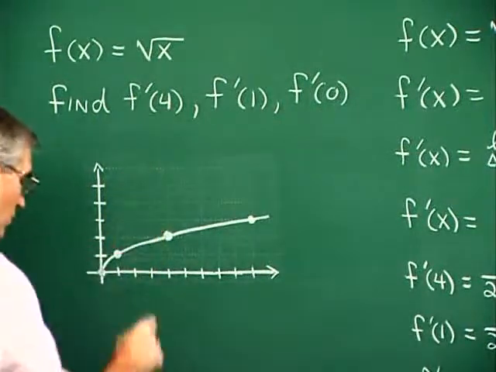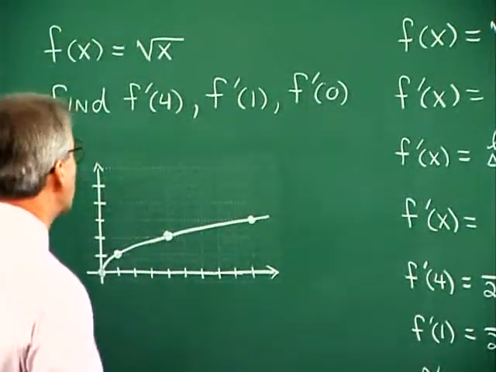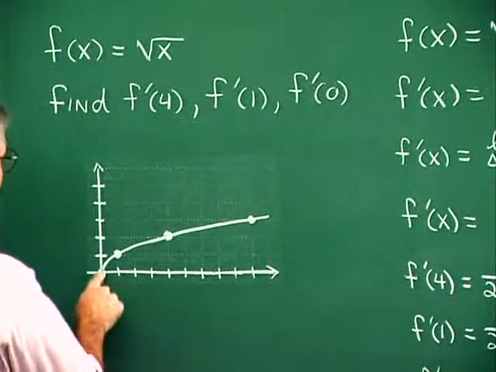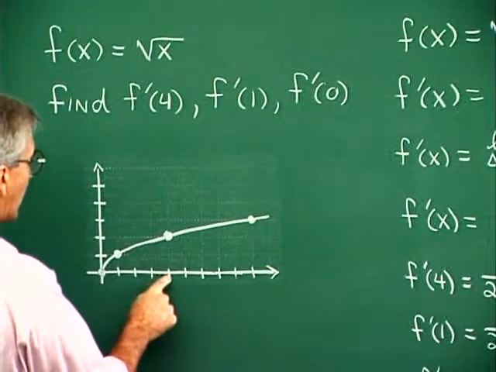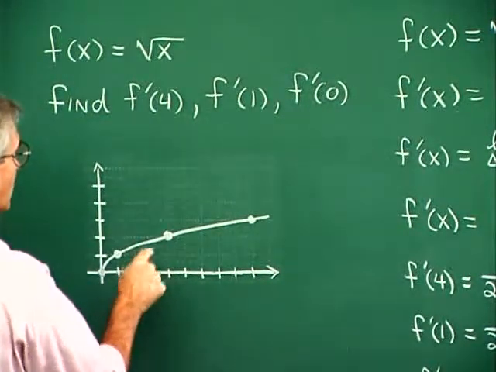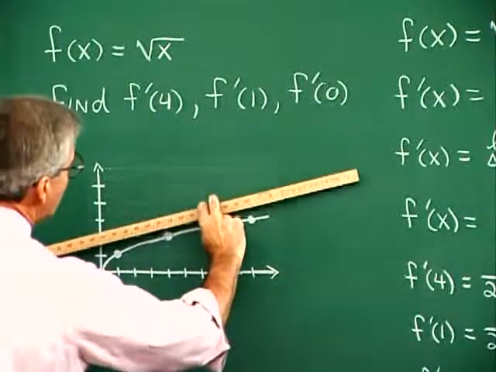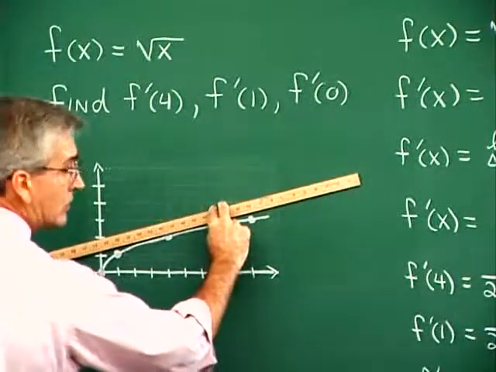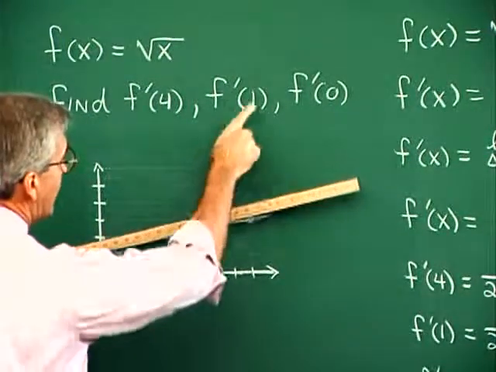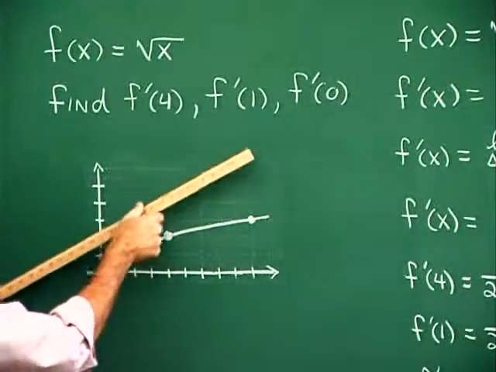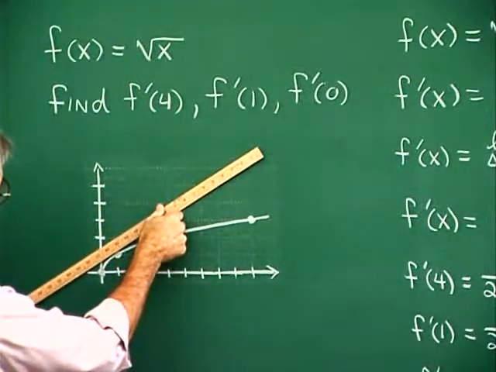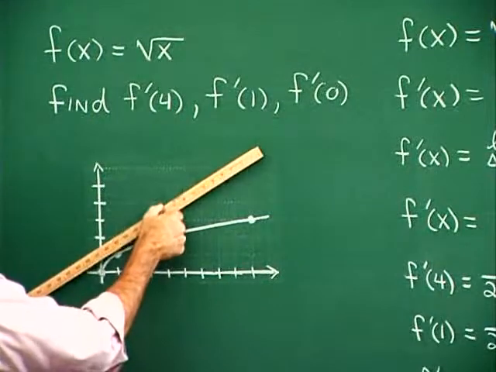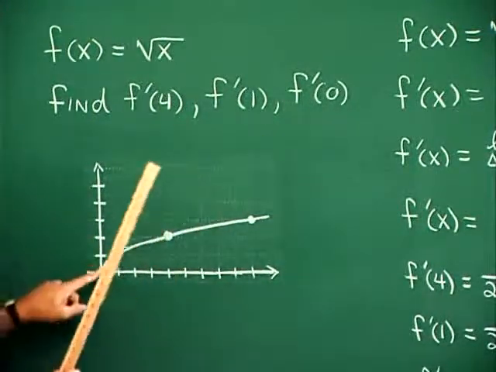For f prime of 4, we are calculating the slope of the tangent line at x is 4. 1, 2, 3, 4. Here is f of 4, the slope of the tangent line at that point, so we're actually calculating the slope of this tangent line. F prime of 1 is the slope of this tangent line. Looks like it'd be something like this. And f prime of 0 is the slope of this tangent line.